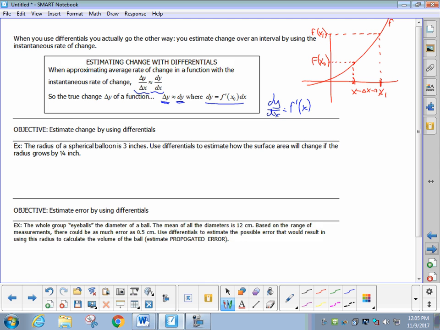Now, if I actually found those values and subtracted, that would be the actual change in the function. So f of x1 minus f of x initial is the true change in a function, delta f or delta y. So far, so good? Okay. Now, the idea that we're up to today is to use derivatives to estimate that true change. Instead of calculating each f value and subtracting, you can use a calculus approach, and it sometimes cuts out some of the work.